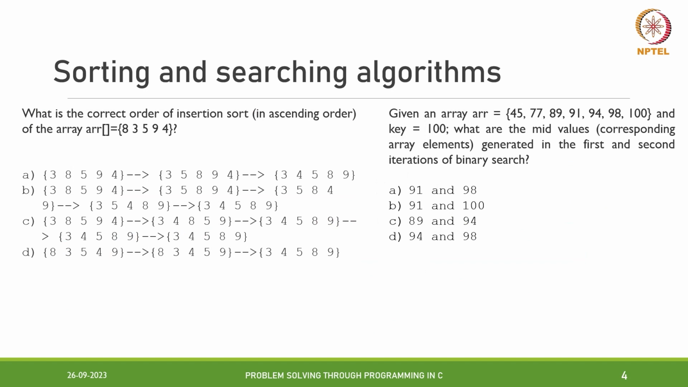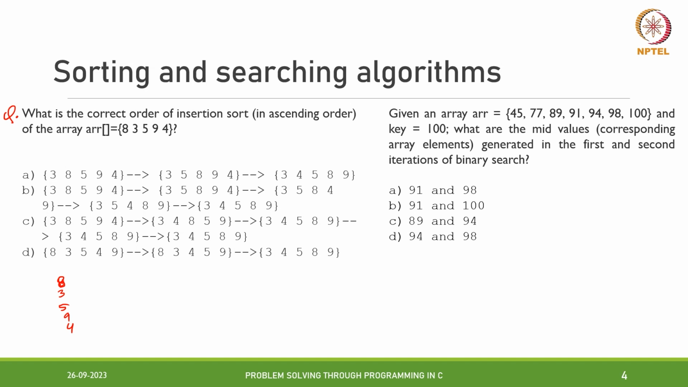So we are finally coming to the insertion sorting and searching algorithms. So let's have a look at insertion sort. This is our initial array, which is 8, 3, 5, 9, 4. Now we want to sort this in ascending order using insertion sort. So which of the options gives the correct order of insertion sort that happens?